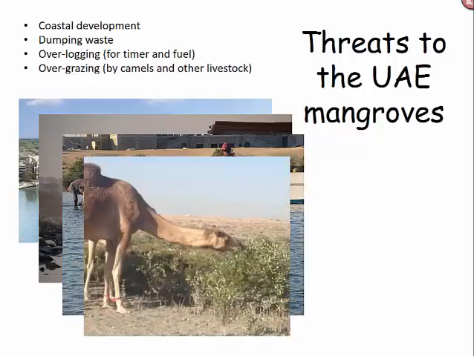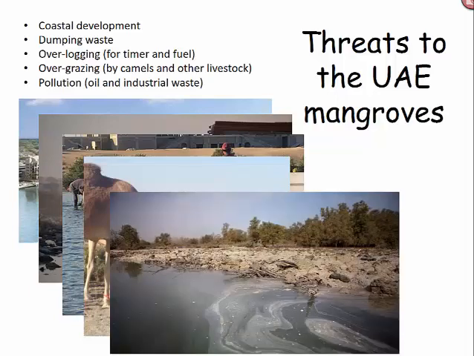Also, there's the overlogging. The mangroves are very good for fuel. Now there is the overgrazing of camels. Camels love it because it is a very rich source of food for them. Next one, and the final one, is pollution. Again, a human impact issue, as this kills the mangroves.